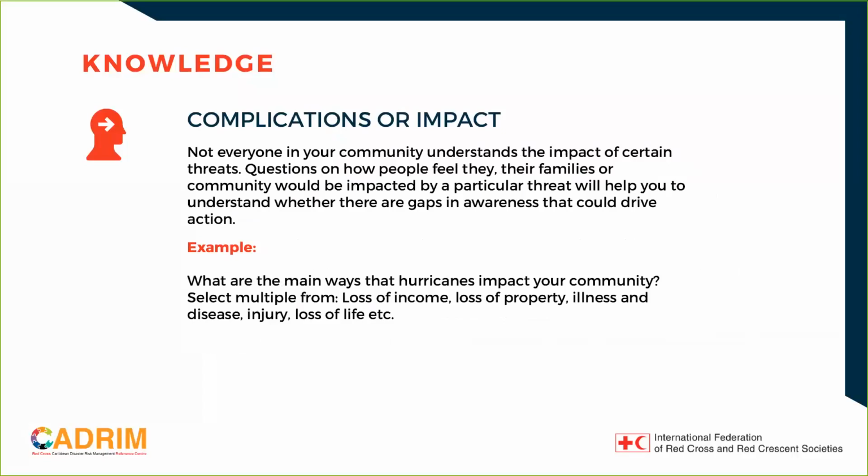But you can also apply this to certain things around disasters. And so the example that I've given here is, what are the main ways that hurricanes impact your community? And they can select multiple from the loss of income, loss of property, illness, disease, injury, etc. And if you can see that they understand the effect of a threat, you can think about what might motivate them to take action. So if they can tell you, well, the biggest problem that would happen because of this threat is the loss of income, that might be a motivating factor for them.